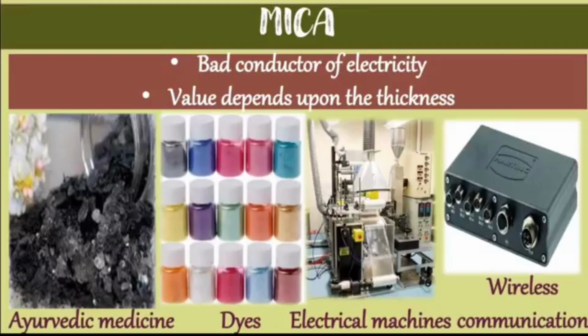Now let's talk about mica. First of all, mica is a bad conductor of electricity, and its value depends upon the thickness. Mainly it is used in ayurvedic medicines. You can find mica in dyes, not dyes which are used to make colors. And then you can find mica in electrical machines, and also in wireless communications.